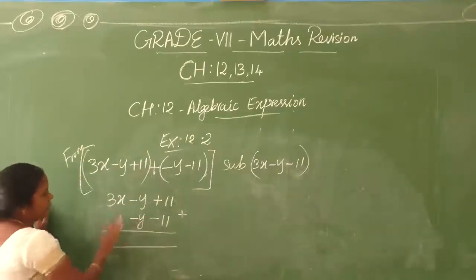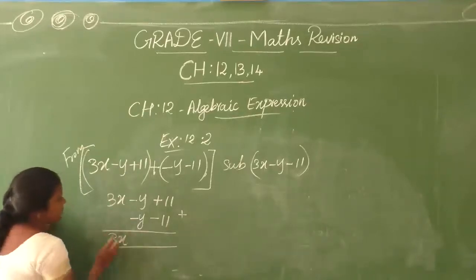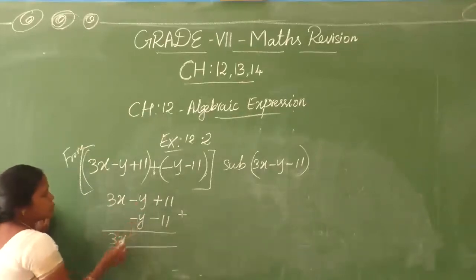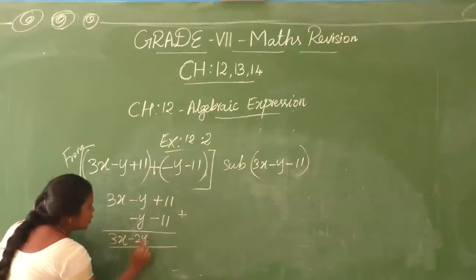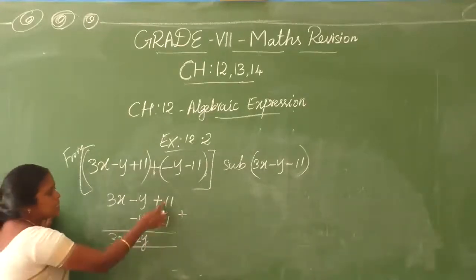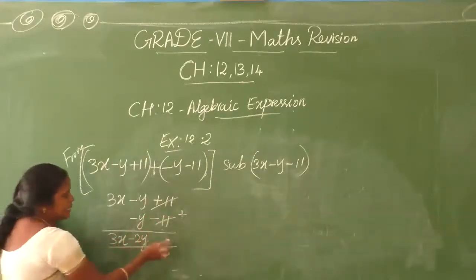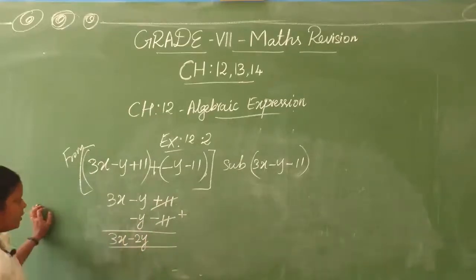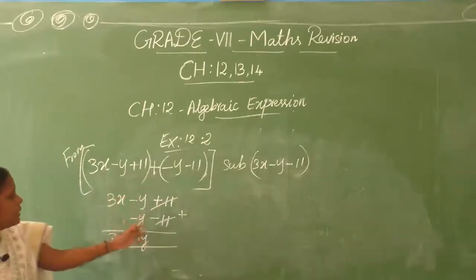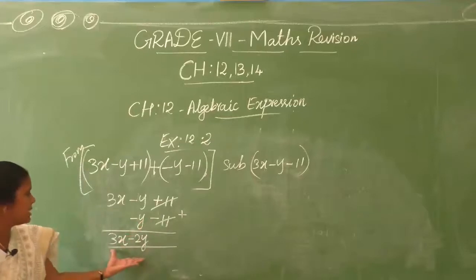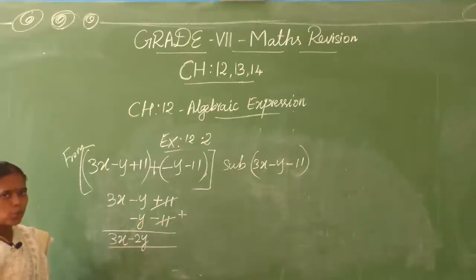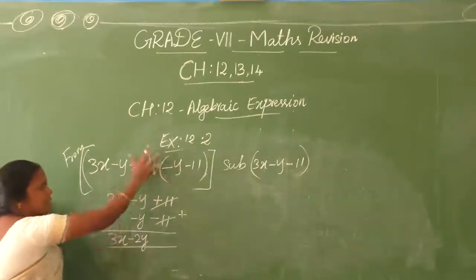Okay, here you have to add. Only 3x, for this there is no pair, so as it is. Then minus 1 minus 1, the coefficient is 1 only, no? Minus 1 minus 1, same sign means you have to add. So minus 2y. Plus 11 minus 11 cancel, answer 0, no need to write. Clear? 3x minus y plus 11 minus y minus 11, what is that answer? 3x minus 2y. Now we added.